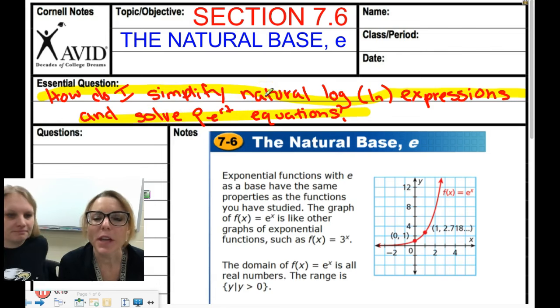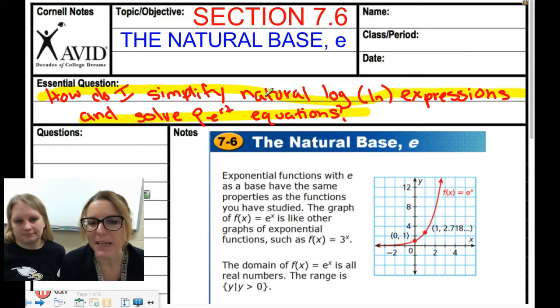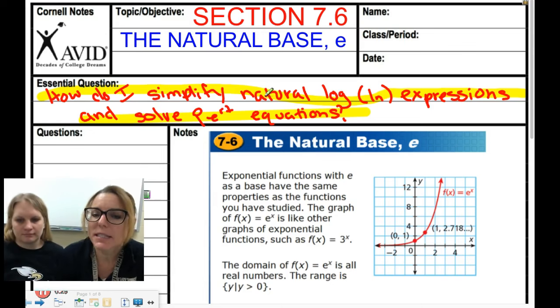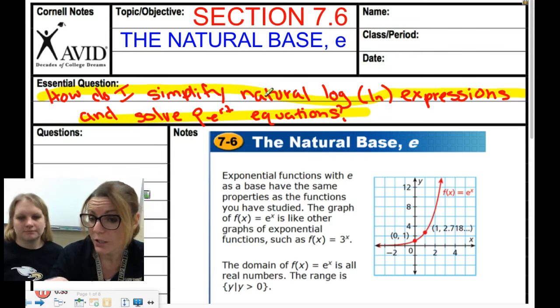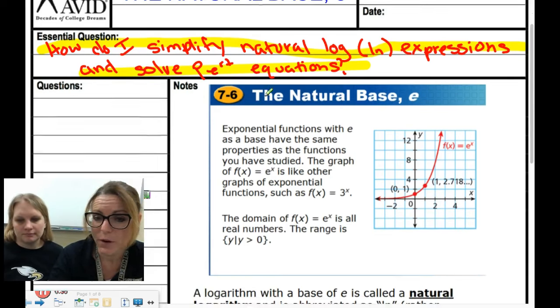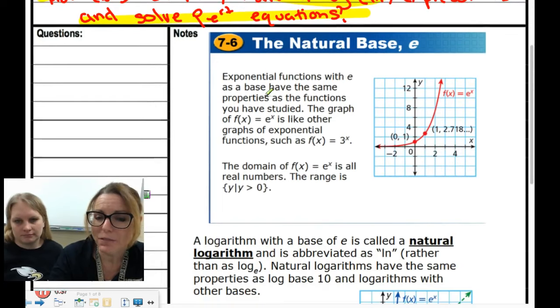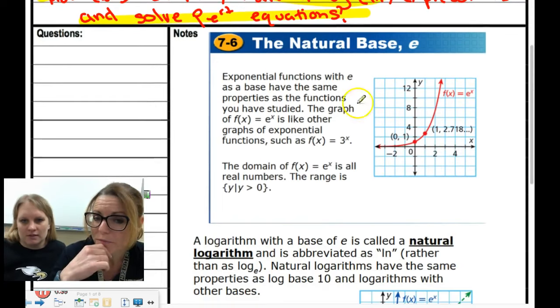Exactly. So the exponential functions with e, little e, as a base have the same properties as the functions you have already studied. The graph of f of x equals e to the x is like other graphs of exponential functions, as you can see over on the right in that graph. The domain of that graph is all real numbers, because it goes left or right, always. That's what happens with exponential equations. And the range is y greater than 0 for this one.